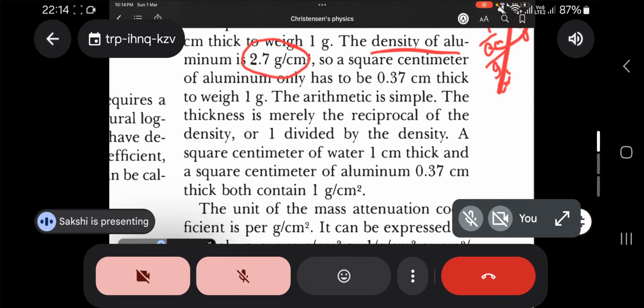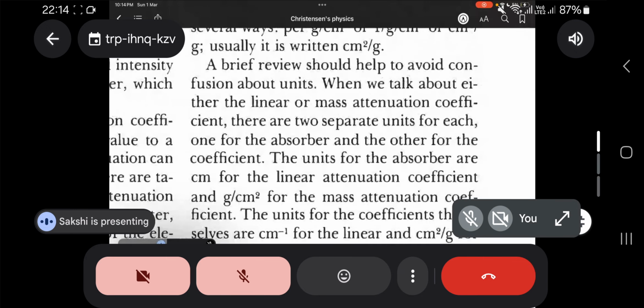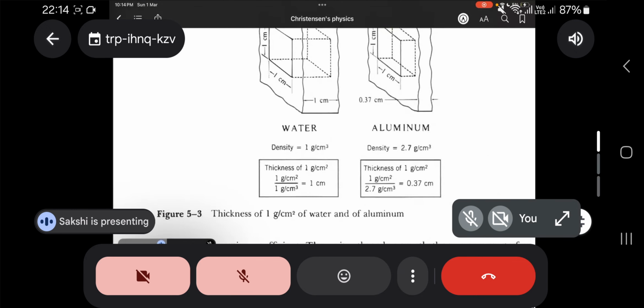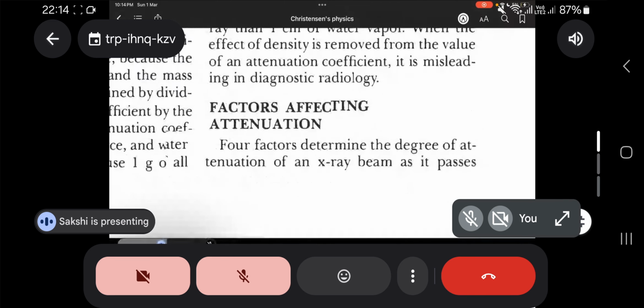Okay. Aluminium also we got it, and nothing else is important in this. We have covered everything. Please remember the unit also. They are giving you some examples that you can read on your own. Factors affecting attenuation are important.